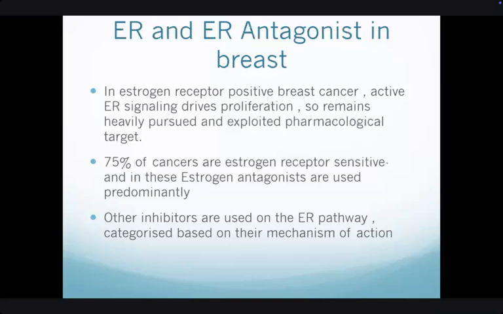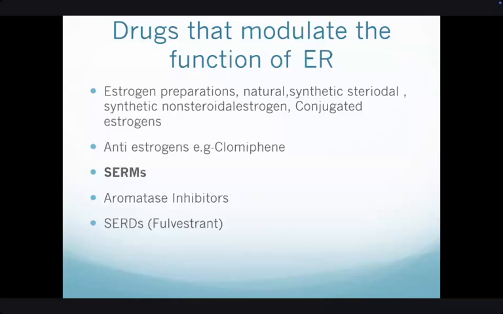Other inhibitors that are used on the ER pathway are categorized based on their mechanism of action. So which are those drugs that modulate the function of estrogen? We have the estrogen preparations, which are natural, synthetic steroidals and synthetic non-steroidal estrogens, and we have the conjugated estrogens. In another group, we've got anti-estrogens, trimethoprim, which we'll discuss shortly. And then we have the selective estrogen receptor modulators that we are going to discuss intensively, hence our topic. Then we have the aromatase inhibitors, and we have our selective estrogen receptor destructors.